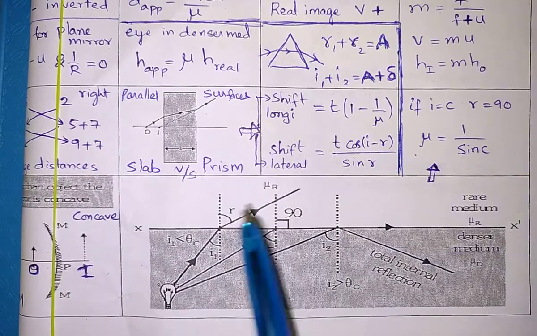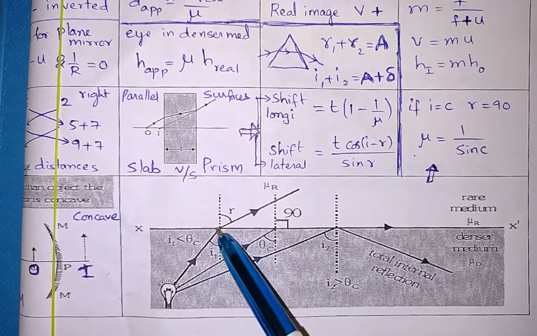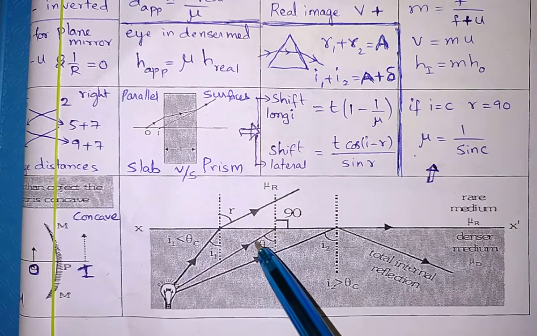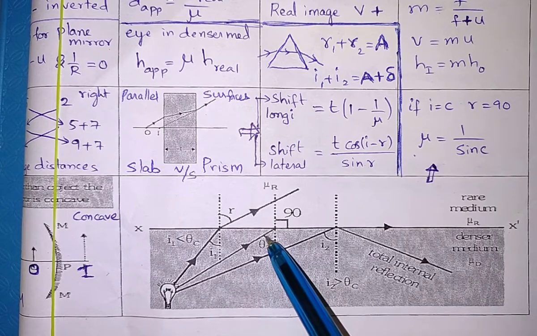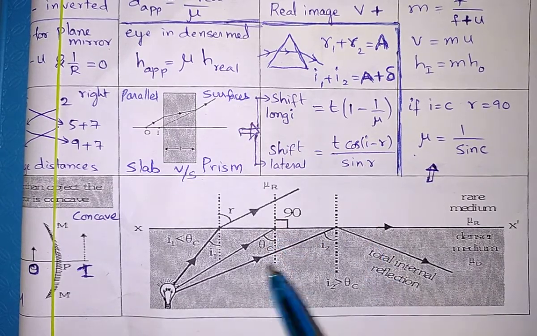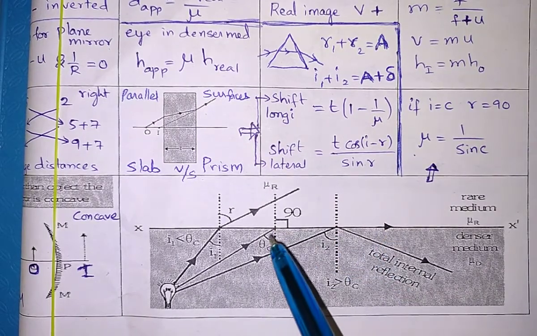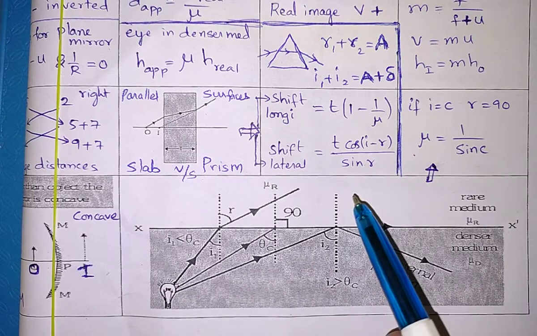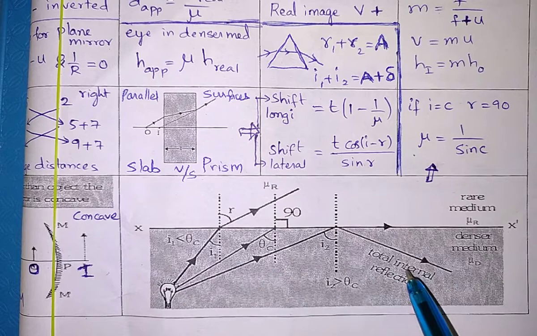An interesting point: when light comes not from rarer to denser, but from denser to rarer, as it bends away from the normal, before that the refracted ray grazes the surface. That angle of incidence for which the refracted ray grazes the surface is called the critical angle. If you incide more than the critical angle from the denser medium towards the rarer medium, then instead of undergoing refraction, it undergoes total internal reflection. It comes back into the medium of incidence.